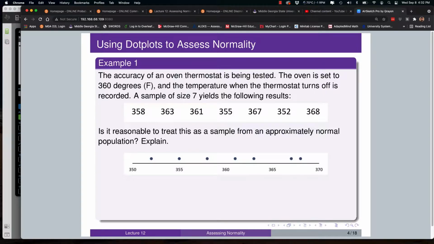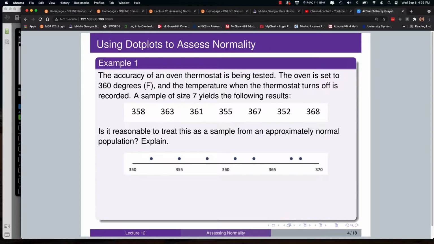So in example 1, they were doing a test on the accuracy of an oven thermostat. All right, the oven is set to 360 degrees, and the temperature when the thermostat turns off is recorded. So they're trying to test to see if this thermostat is cutting off the oven when it should. So a sample of size 7 yields the following results. And then below we see the dot plot. So the question really is, is it reasonable to treat this sample as a sample from an approximately normal population? And if not, explain why.